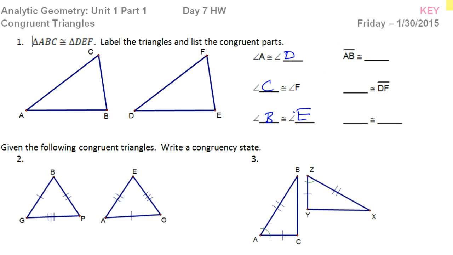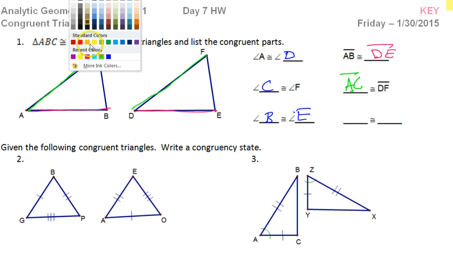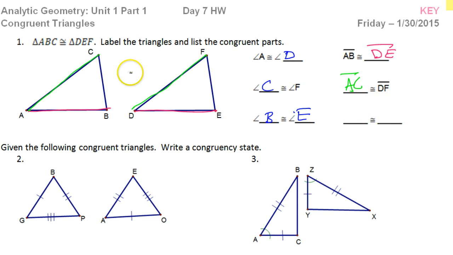So side AB, which is this bottom portion down here, is going to be congruent to side DE of the other triangle. Let's talk DF. If this is DF, then that's going to be congruent to AC. The third sides will be congruent as well, so CB and FE will be congruent.